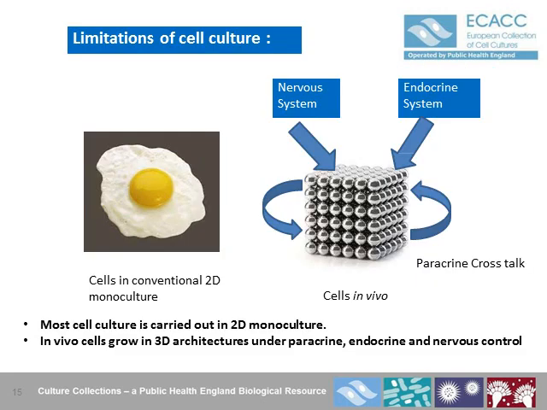Most cell culture is carried out in the majority of laboratories in two-dimensional monolayers using monocultures of a single cell line, whereas in vivo cells exist in three-dimensional structures and interact with other cell types, matrices, and are under the influence of the nervous and endocrine systems and paracrine signals from their surrounding neighbours.